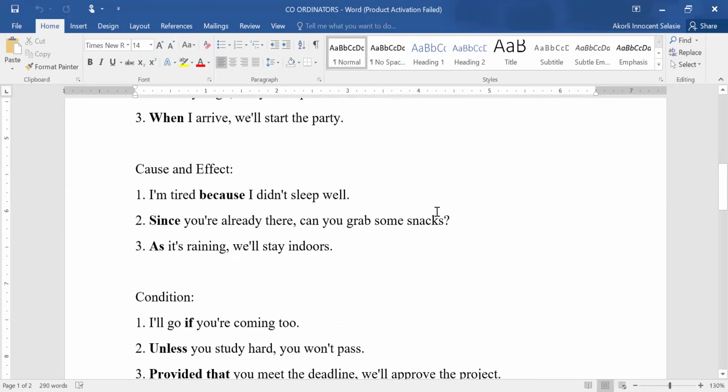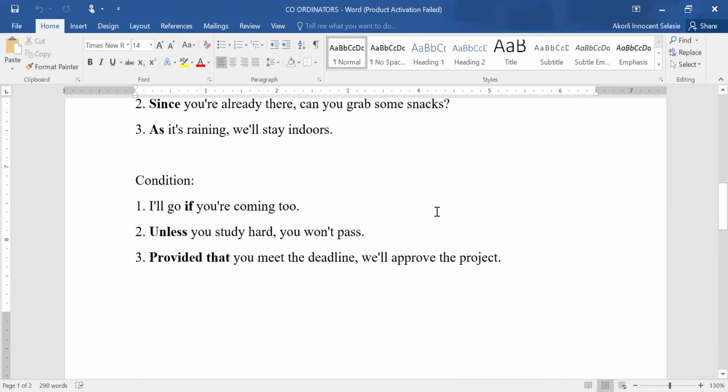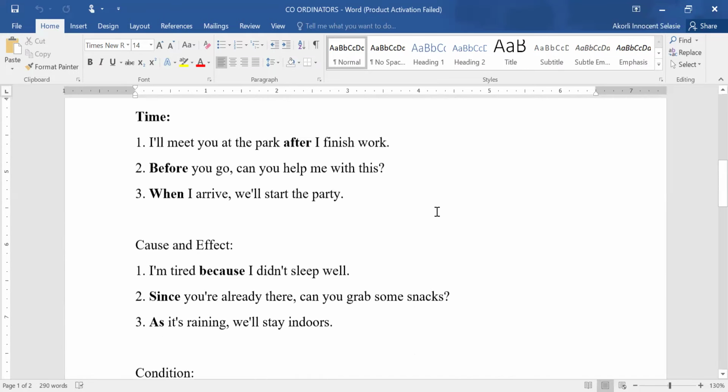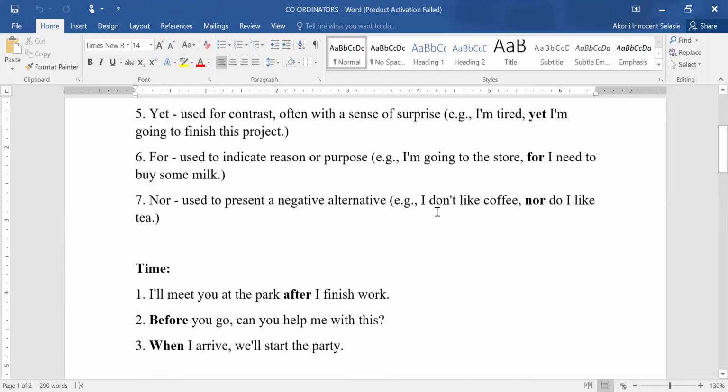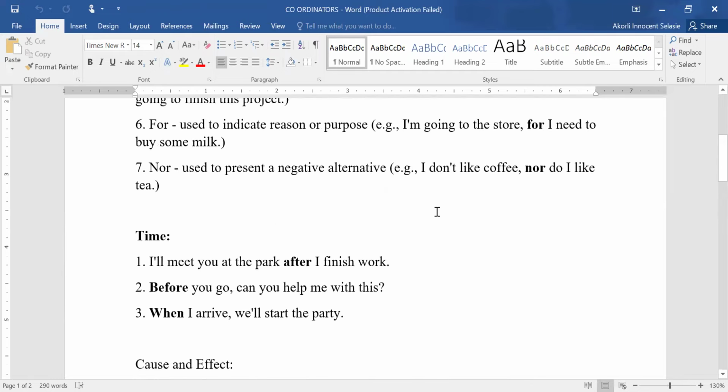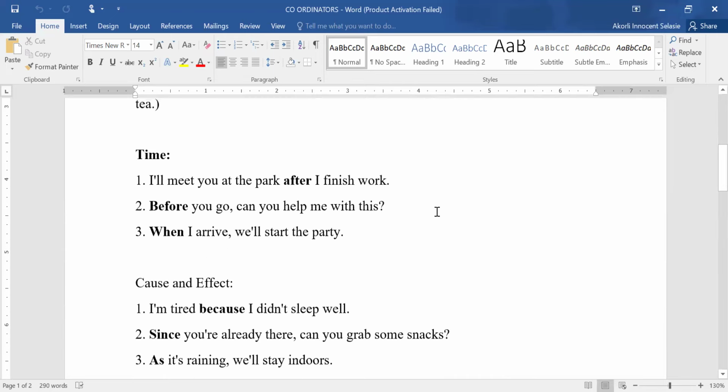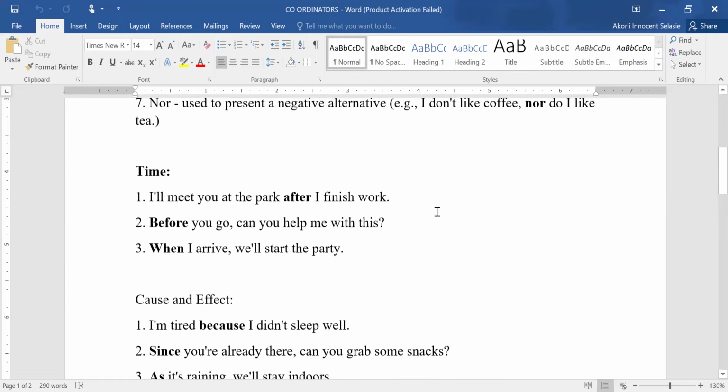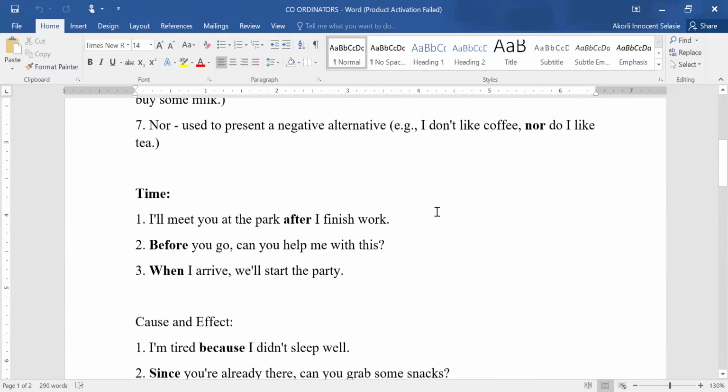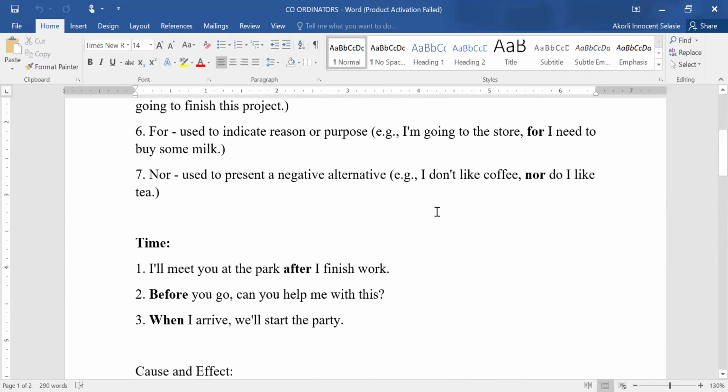Cause and effect. Something happens, then there's an effect. Because, since, as. Condition. If something happens, then something must happen or something must not happen. If, unless, provided that. So these are just a few, because we have a large number of conjunctions that we discuss in class, and they cannot just be a few like this. However, this is just to help you revise.